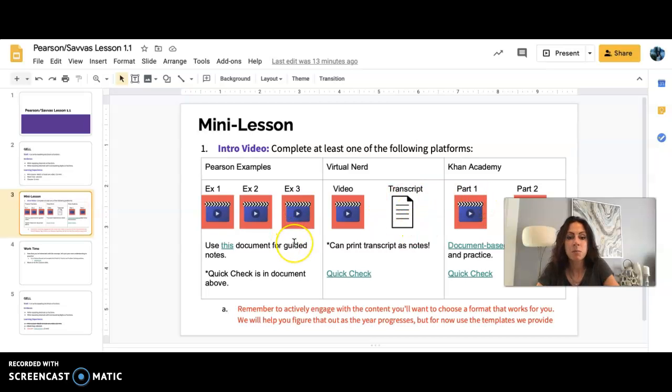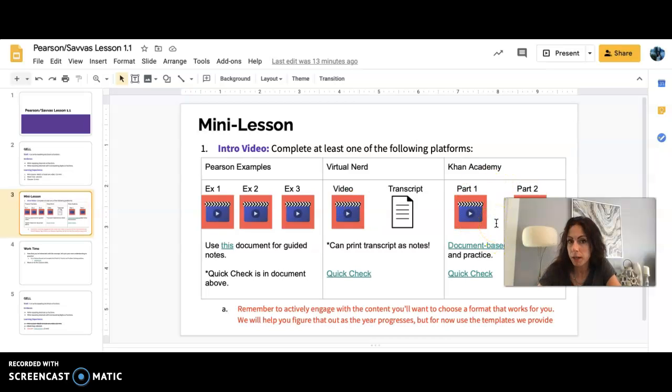So this takes out Mrs. Smythe and me teaching and replaces that, because you're not with us. You can choose to engage with Pearson, Virtual Nerd, or Khan Academy. Notice that you just have to complete at least one of the following platforms. If you complete one of them and you're still confused, you could look at the other resources in Virtual Nerd or Khan Academy to gain a better understanding.